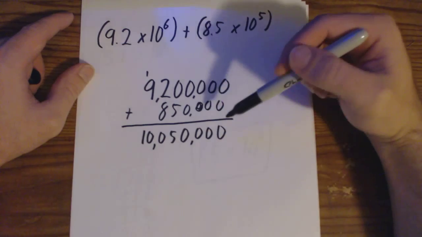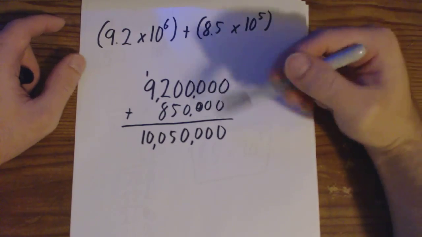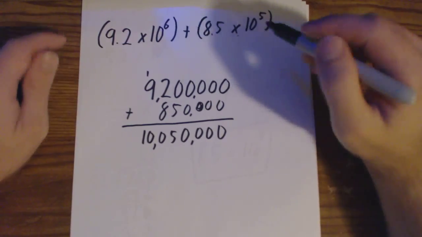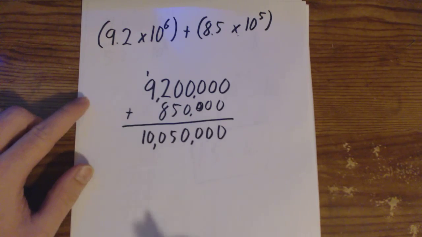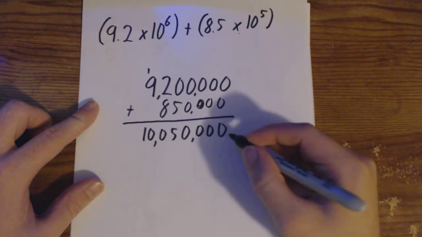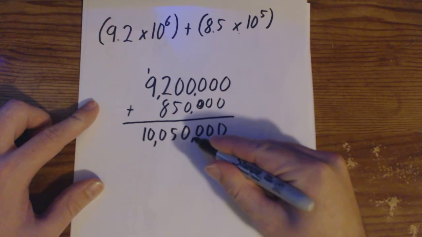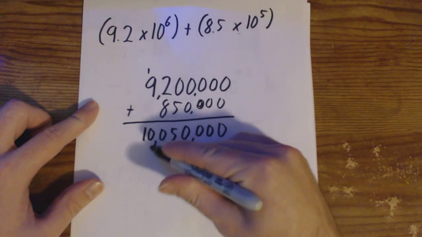Is this in scientific notation? No. What do we have to do? Similar to what we did up here. Got to put it back in that format. So we need to move the decimal how many places? 1, 2, 3, 4, 5, 6, 7.